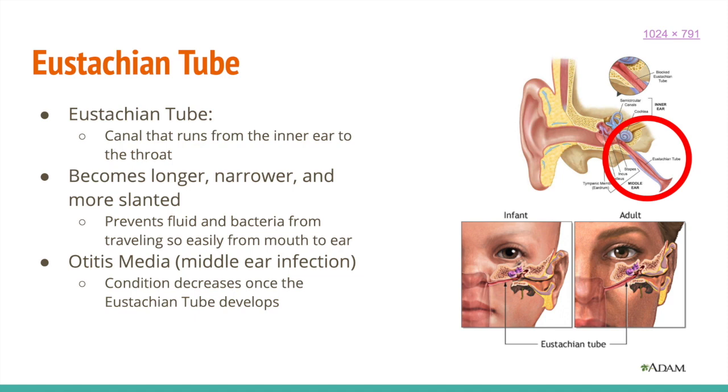In infants, it is very common to get otitis media, which is a middle ear infection. And this condition decreases once the Eustachian tube develops. As you can see in the picture, the Eustachian tube is in the red circle, and then there's a picture showing the difference between infant and adult, and you can see that this one is more flat and this one is more slanted, longer, and narrower.